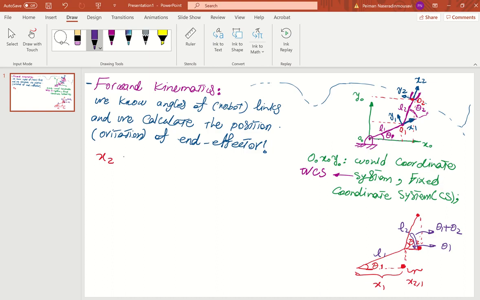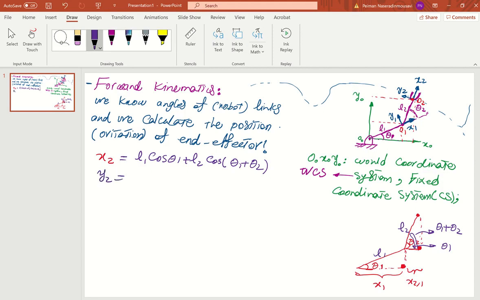So x1 is going to be how much? It is L1 cosine theta 1, right? This is a right-angle triangle. And here is going to be L2 cosine what? Which angle? This angle, theta 1 plus theta 2. So you found the x of the end effector with respect to the world coordinate system.